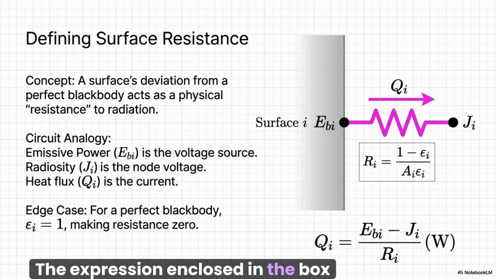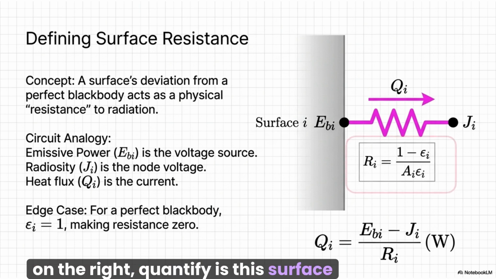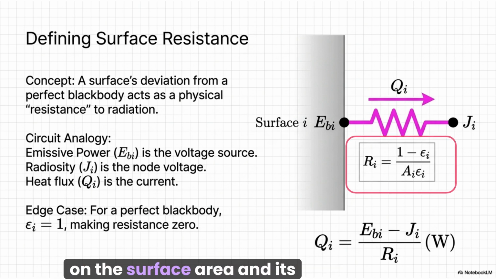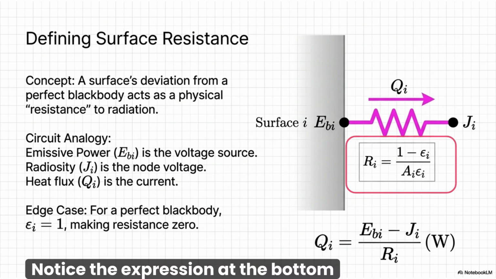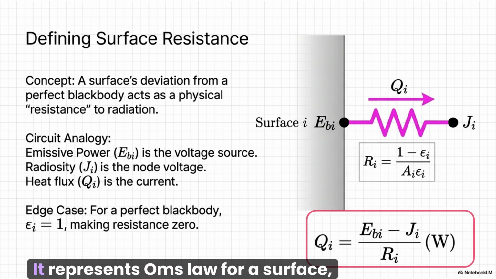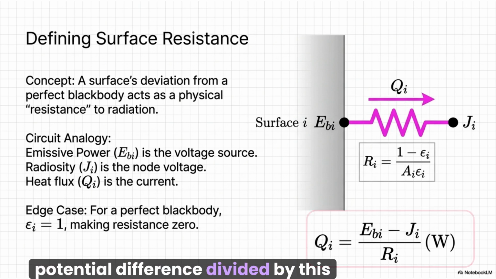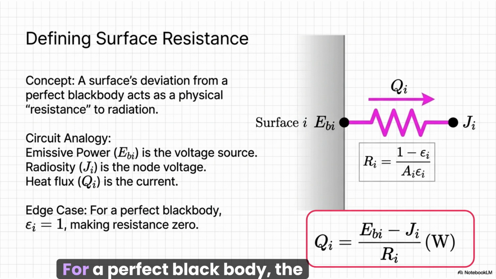The expression enclosed in the box on the right quantifies this surface resistance, showing that it depends on the surface area and its emissivity. Notice the expression at the bottom right. It represents Ohm's law for a surface, where the heat current equals the potential difference divided by this surface resistance. For a perfect blackbody, the resistance drops to zero.